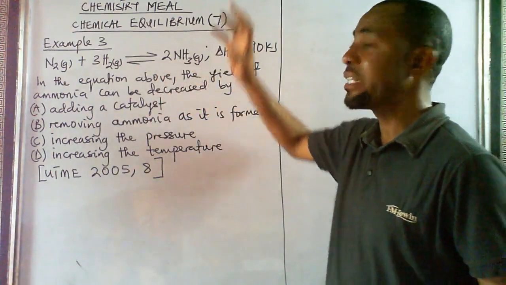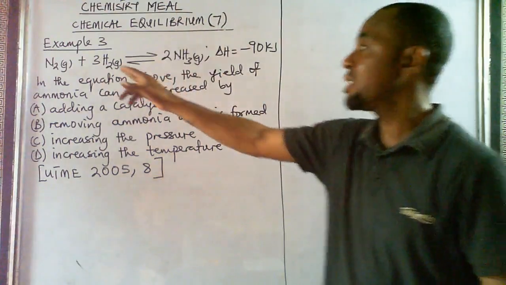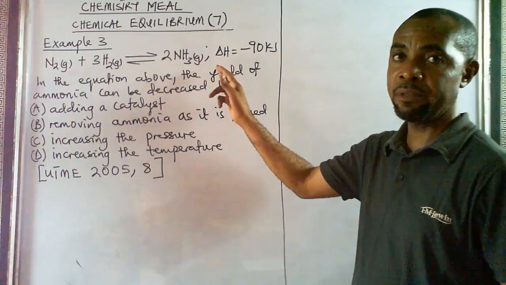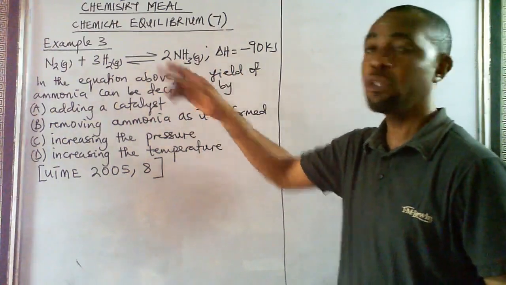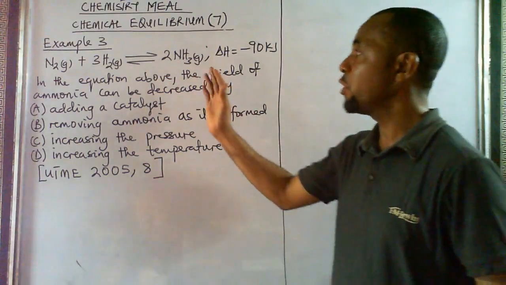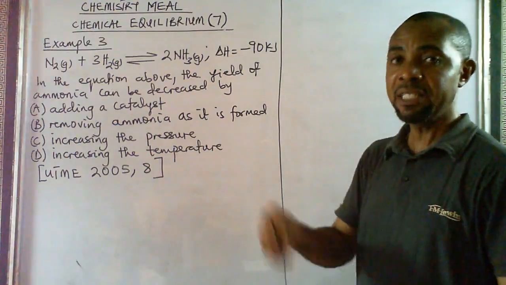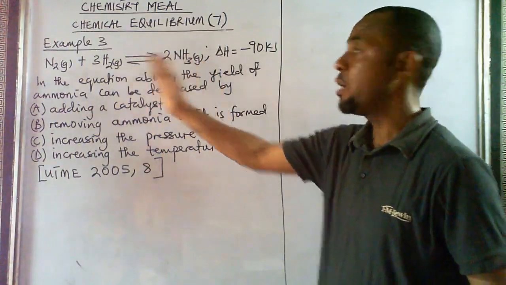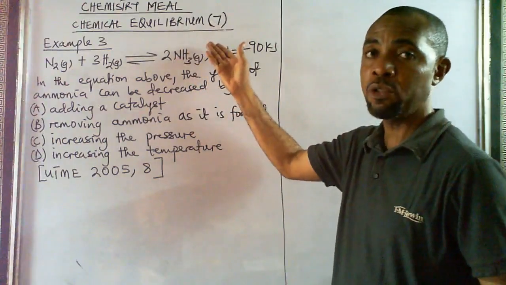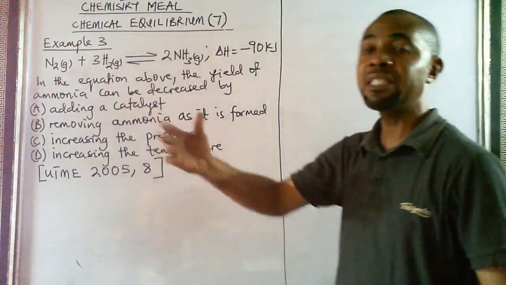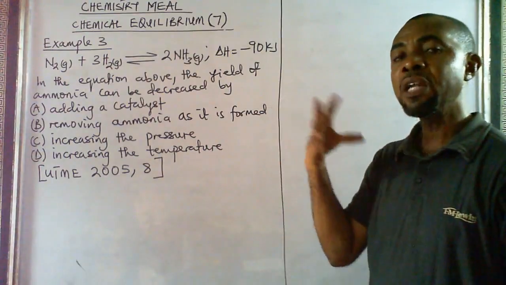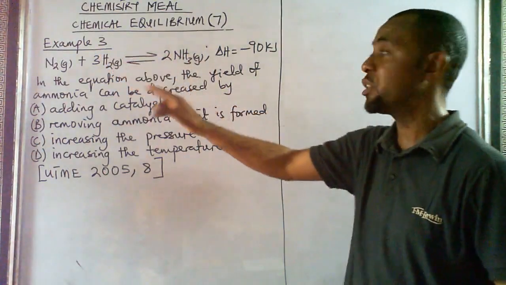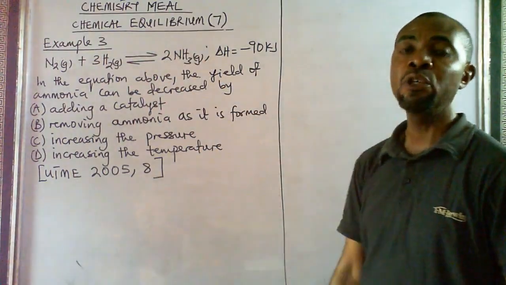So if we want to increase production of ammonia, we will do things that will favor the what? The forward reaction. So anything that favors the forward reaction will increase the yield of ammonia. But anything that favors the backward reaction, we decrease the yield of ammonia. Because if the forward reaction is favored, ammonia is a product here, more ammonia will be produced. But if the backward reaction is favored, less ammonia will be produced. So to answer this question, our mind must center on things that will do what? Favor the backward reaction, since we are trying to decrease the yield of ammonia.